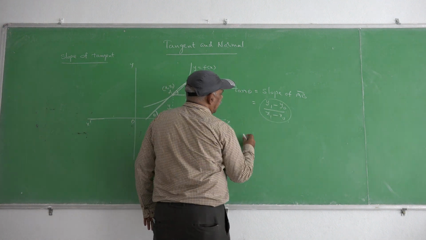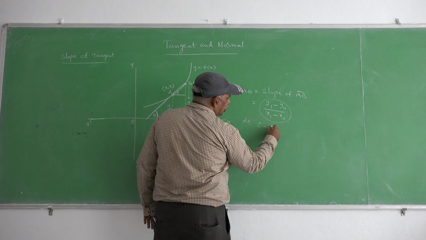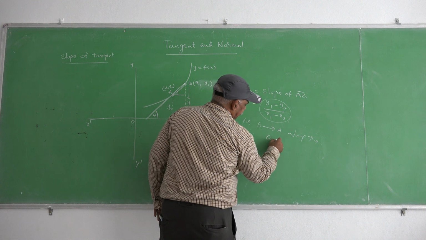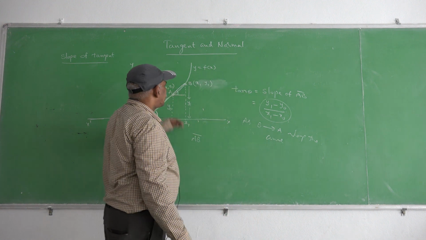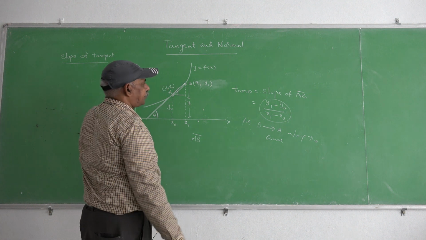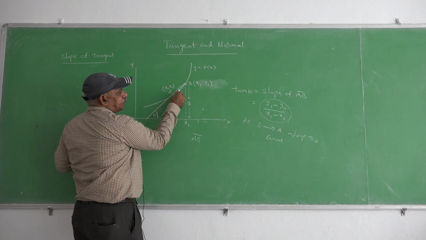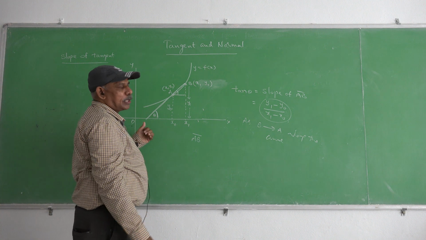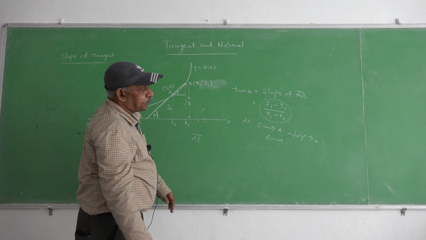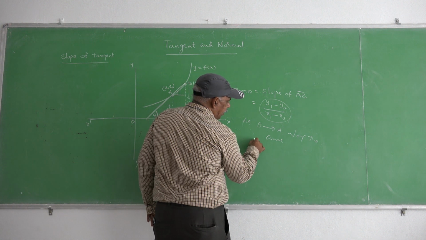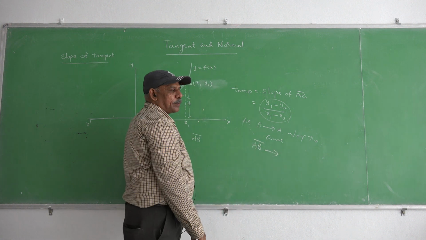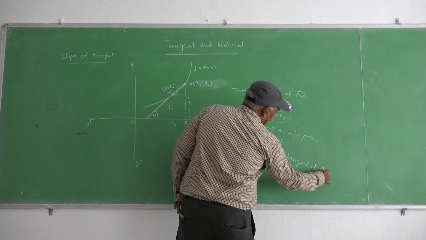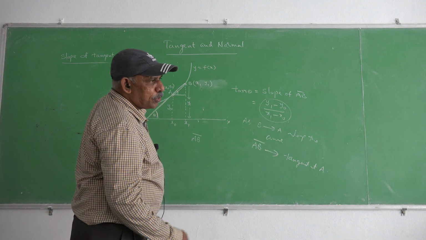Now, as B goes to A along the curve, suppose B is nearing A along the curve. Suppose the position of B is here, and then here, and then here. Once B is moving along the curve towards A and reaches A, this chord AB becomes the tangent at A.